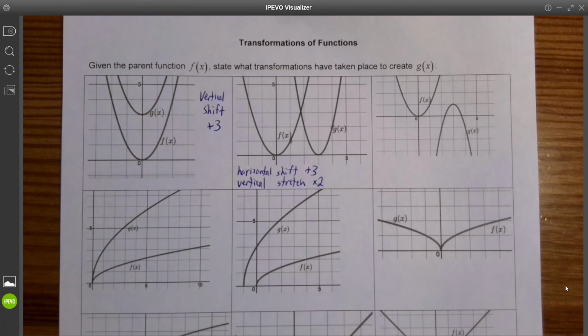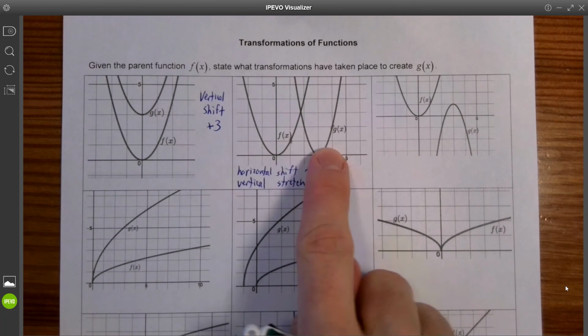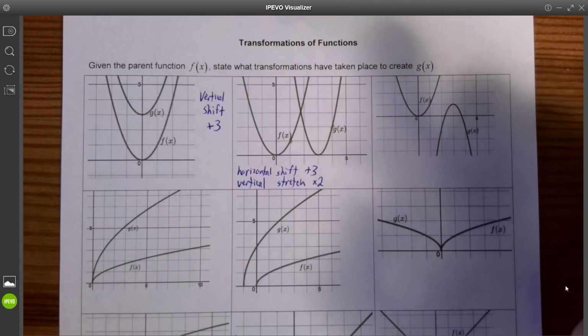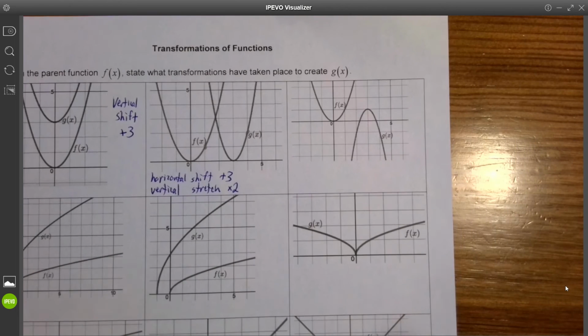I can't say plus 2 or minus 2 or anything. It's not a shift in terms of like sliding something, but it is a stretch in terms of having a scaling factor. Okay, let's go to the next one.